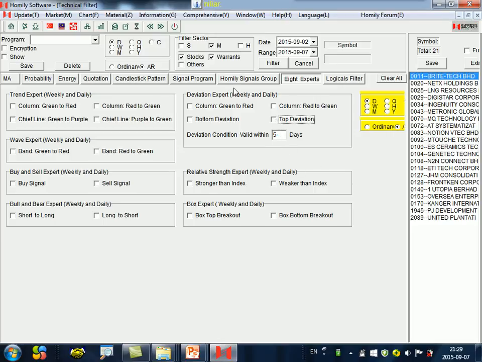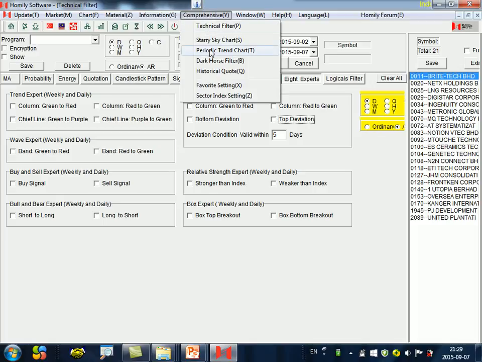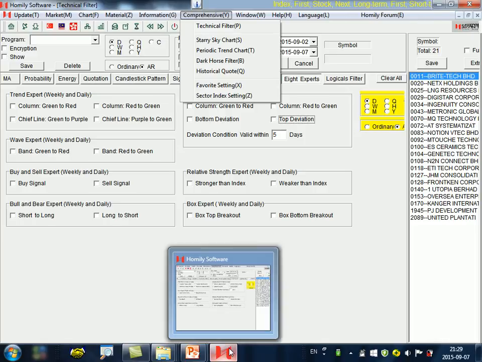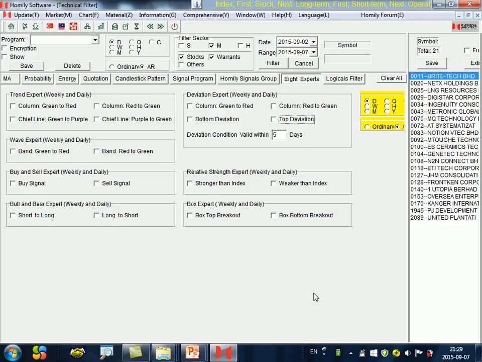So another is the fundamental, the established scale chart, periodic trend chart. But today I didn't show you how to use it. In next class, I'll show you how to use it. Okay, so please pay continued attention to the new class. Okay, thanks so much.